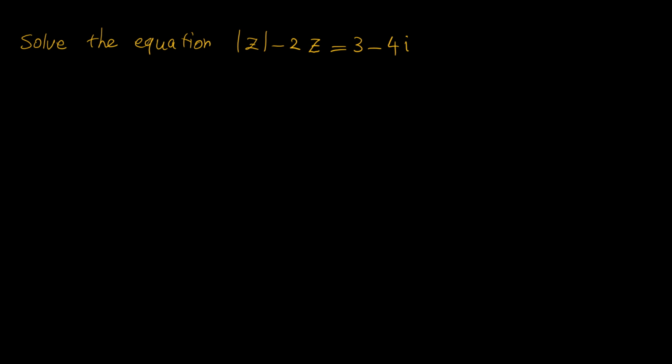Here we have another equation. Find z from this equation. Absolute value of z minus 2z equals 3 minus 4i. Here we notice that we have the absolute value of z.